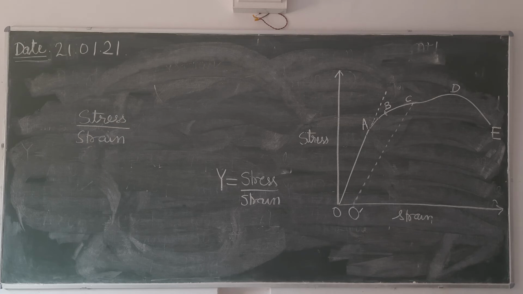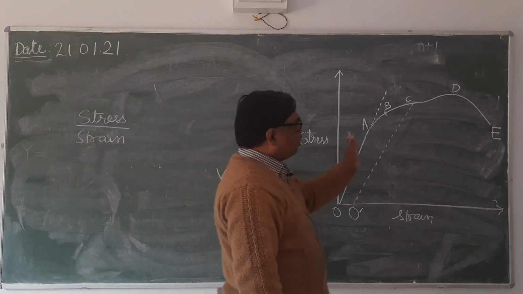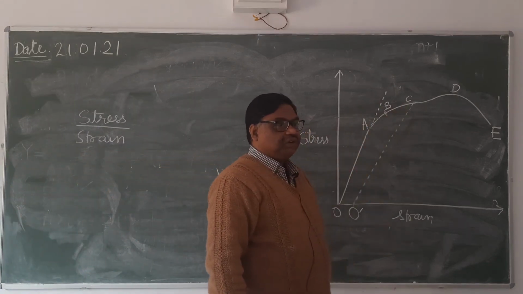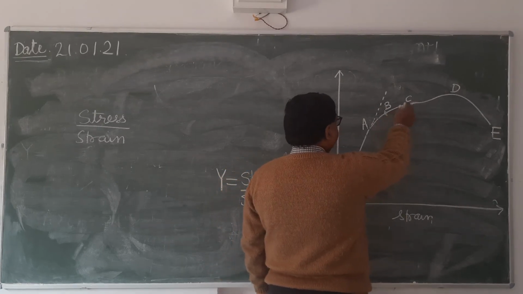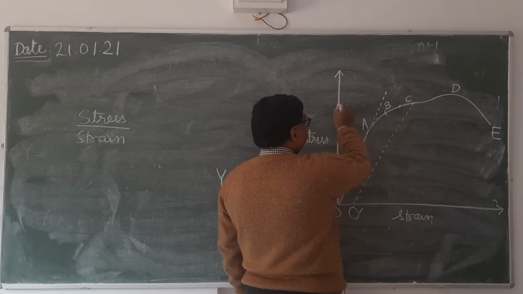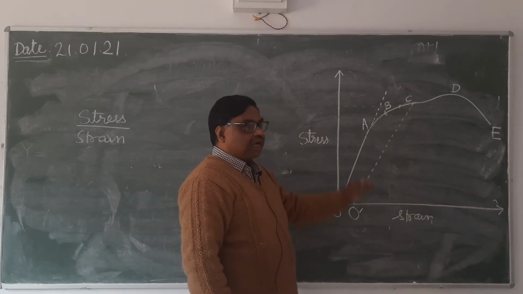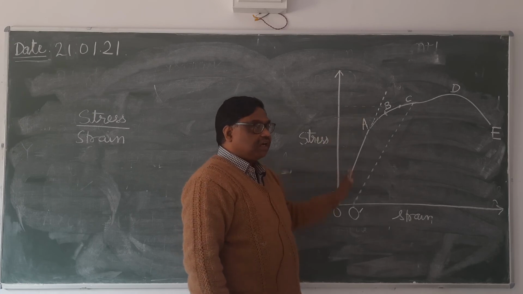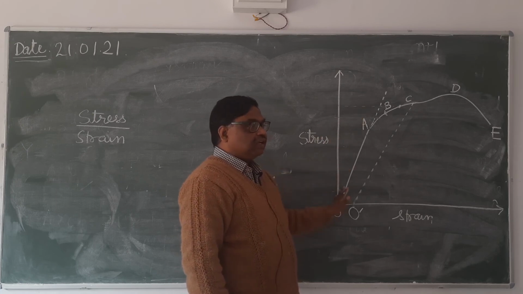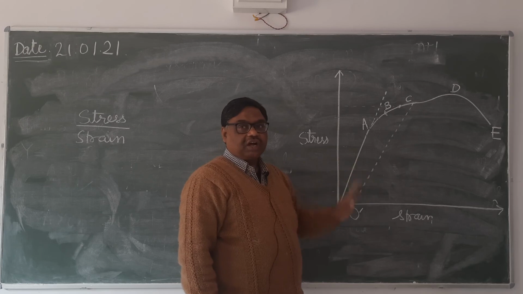Elastic region. It is called the elastic region. Now after the elastic region, after point B, what will happen? Plastic region will begin. And if you unload the wire corresponding to this value of stress, what will happen? Wire will not regain its original length. It will be permanently elongated.